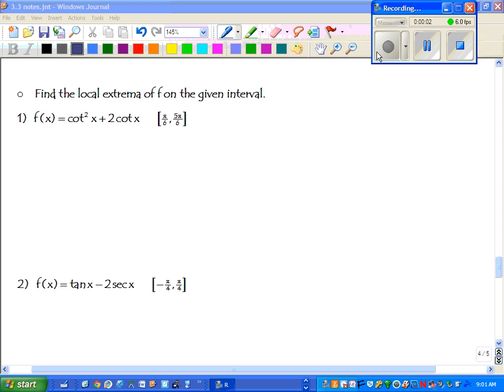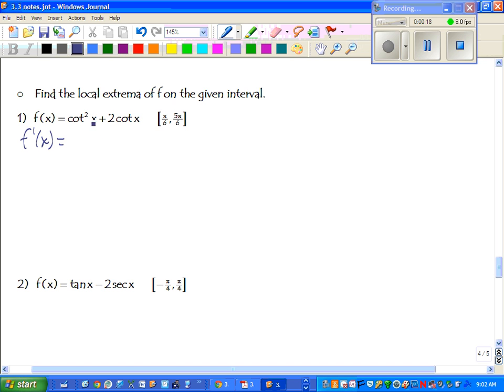For this problem, we're going to find the local extrema of f on the given interval. So we're only going from pi over 6 to 5 pi over 6. But to find our local mins and maxes, we need to go ahead and find the critical values. So first, derivative of f of x.